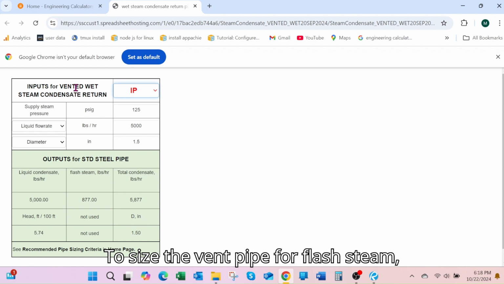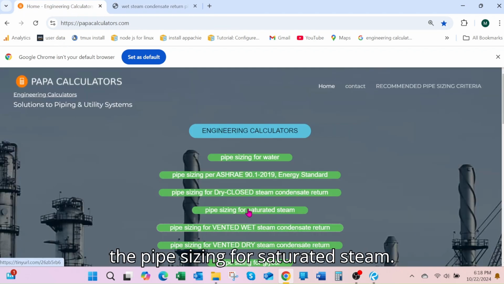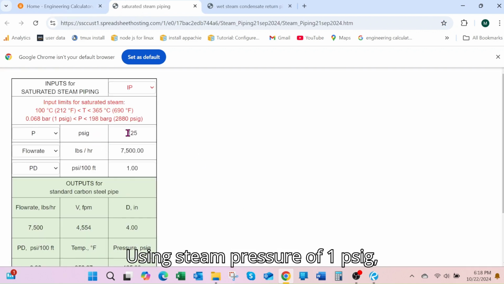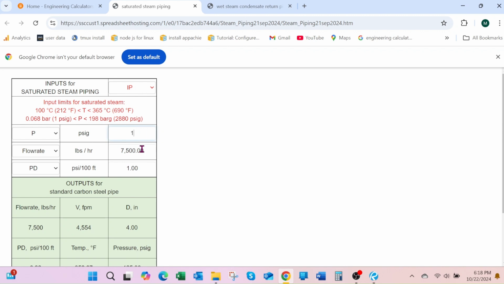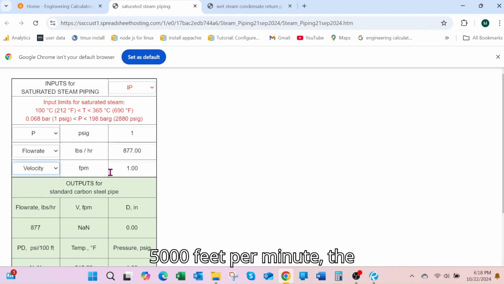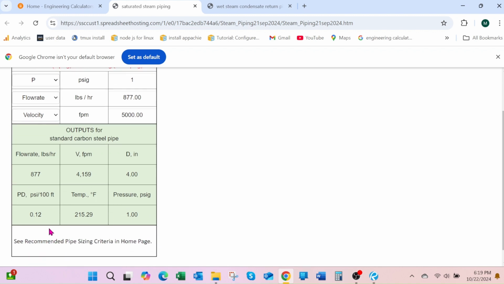To size the vent pipe for flash steam, let's go back to the home page and select the pipe sizing for saturated steam. Using steam pressure of 1 psig, flow rate of 877 pounds per hour and steam velocity of 5,000 feet per minute, the calculated pipe size is 4 inches. The calculated pressure drop is 0.12 psi per 100 feet of pipe.